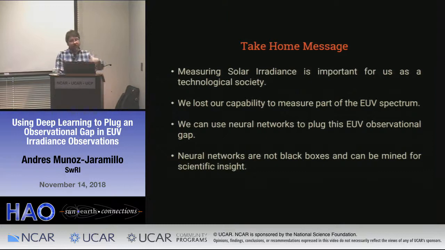And so going back again to the message, measuring solar irradiance is important for us as a technological society. We lost our capability to measure part of the UV spectrum, but now, thanks to deep learning, we have recovered it back as long as we have AIA. And neural networks are not black boxes and can be mined for scientific insight. There is a lot of potential there, but it has never been done because most of the people working with these techniques are non-scientists. So if we want to gain scientific insight from these techniques, basically it is on us. We have to come up with the ways. So there is stuff that can be done. And that's it. Thank you.